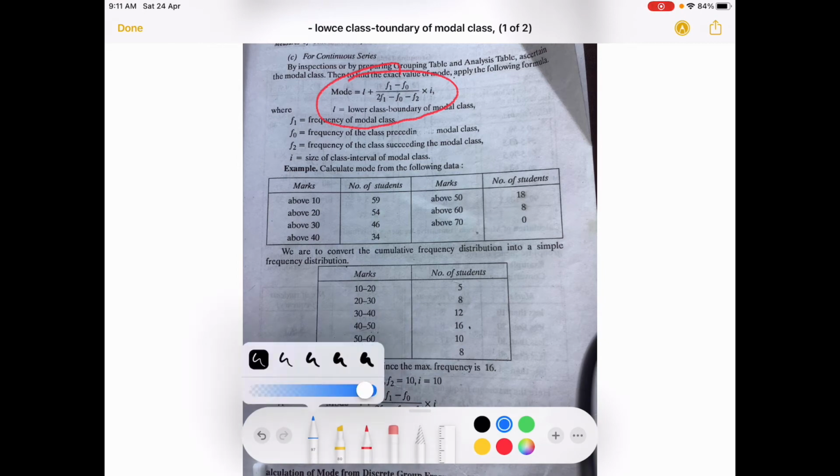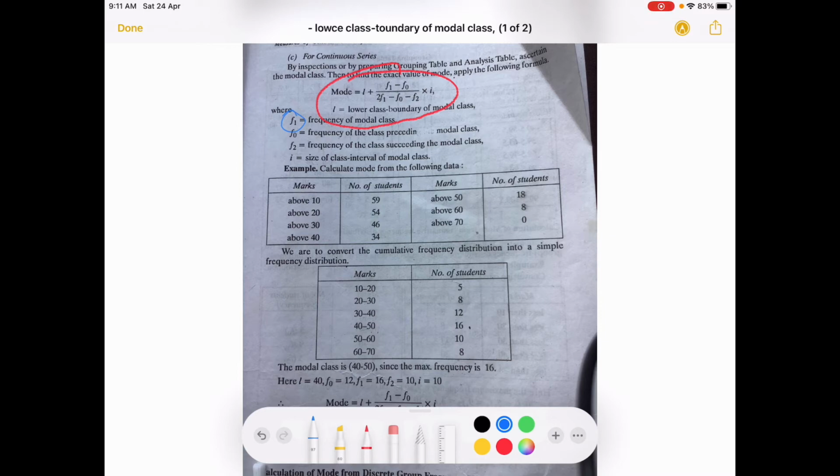See what is your F1. F1 means frequency of the model class. Whenever we find the model class, the frequency of that particular model class will be F1. F2 will be frequency of the class preceding the model class. You will understand these things while solving questions.